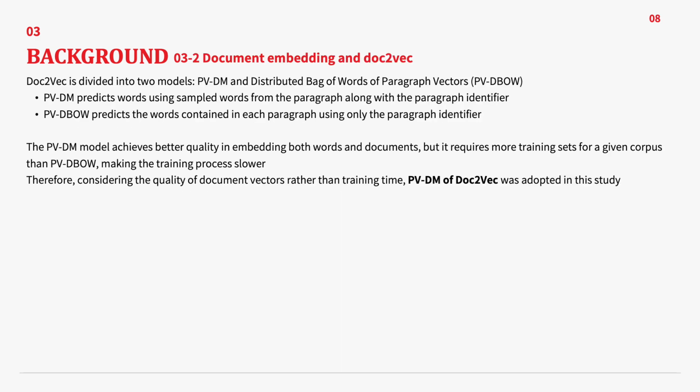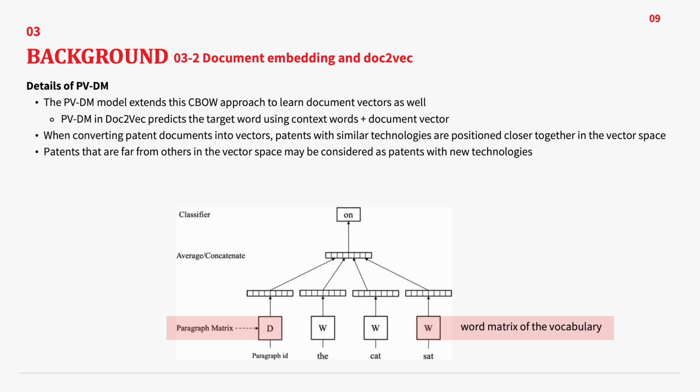This slide is to explain the difference between PV-DM and PV-DBOW of doc2vec. Since PV-DM is adopted in this research, to explain the details, this model extends the CBOW approach to learn document vectors as well. In doc2vec, PV-DM predicts the target word using both context words and the document vector. This allows it to generate meaningful document embeddings. When patent documents are converted into vectors, patents with similar technologies are positioned closer together in the vector space. Meanwhile, patents that are far from others in the space may be considered patents with new or novel technologies.